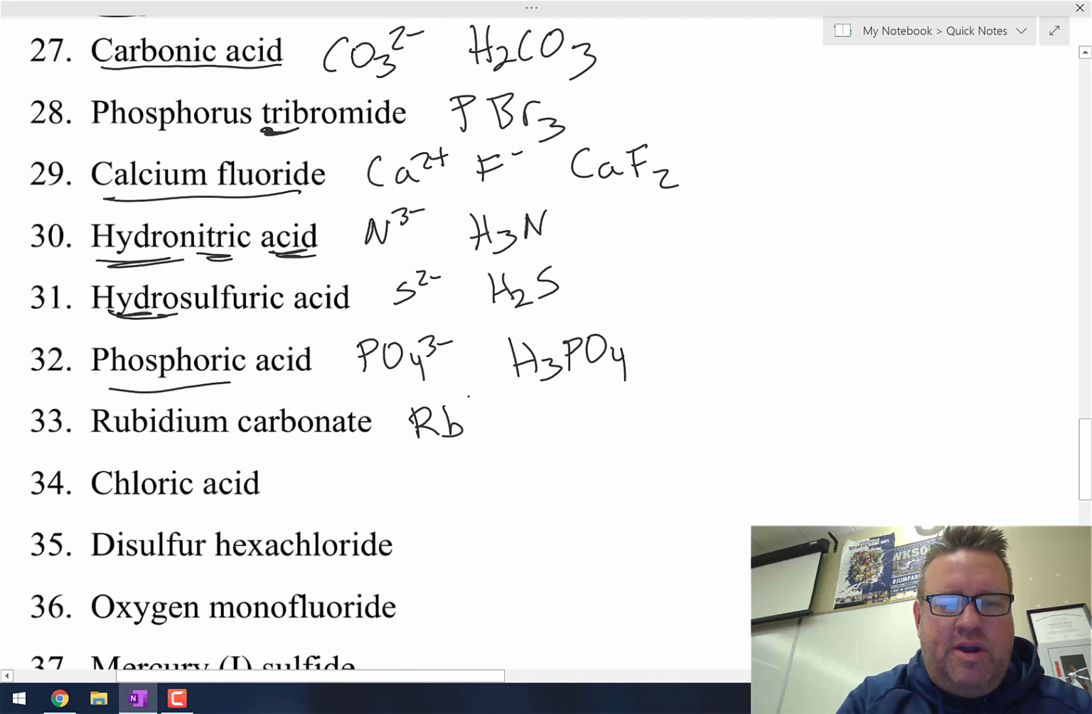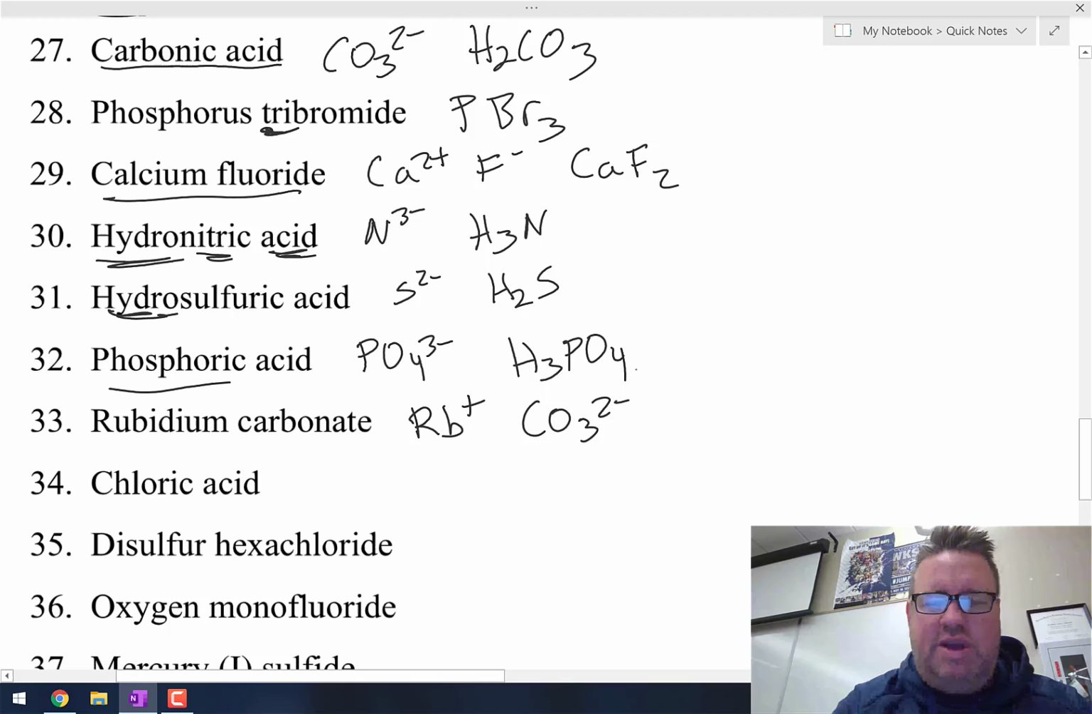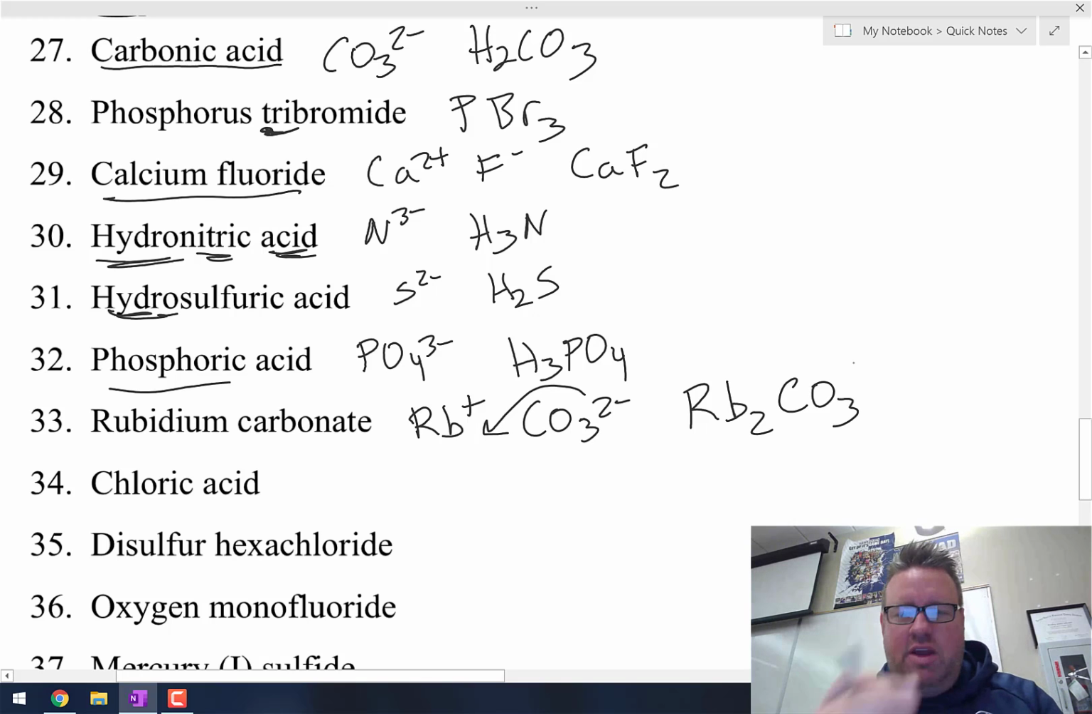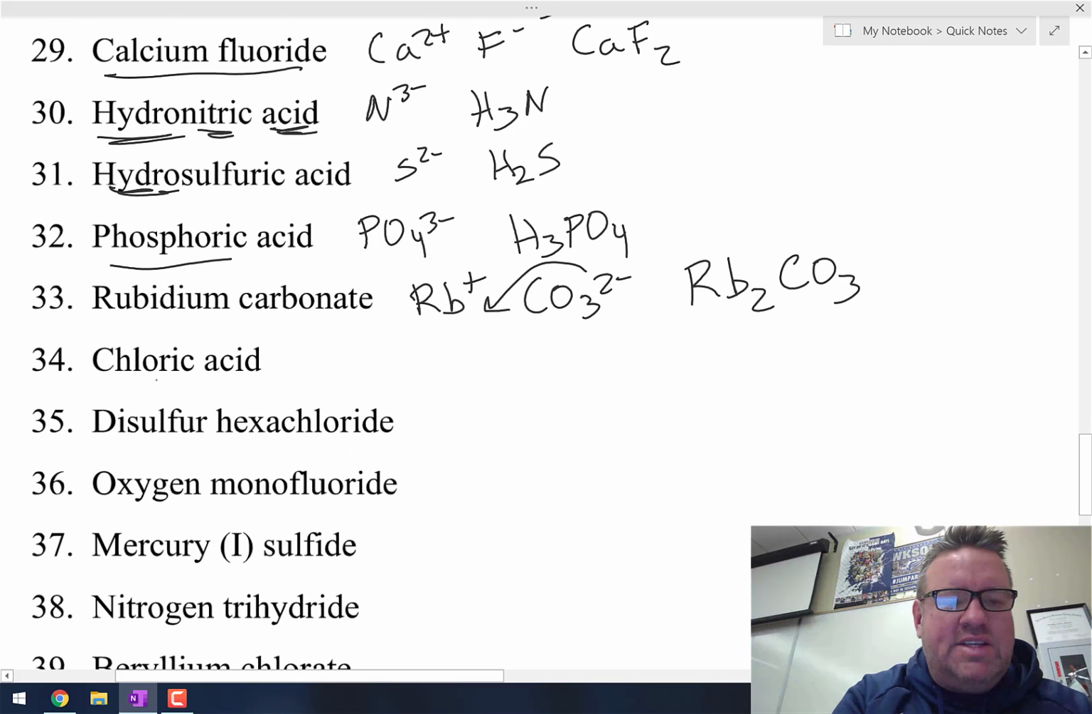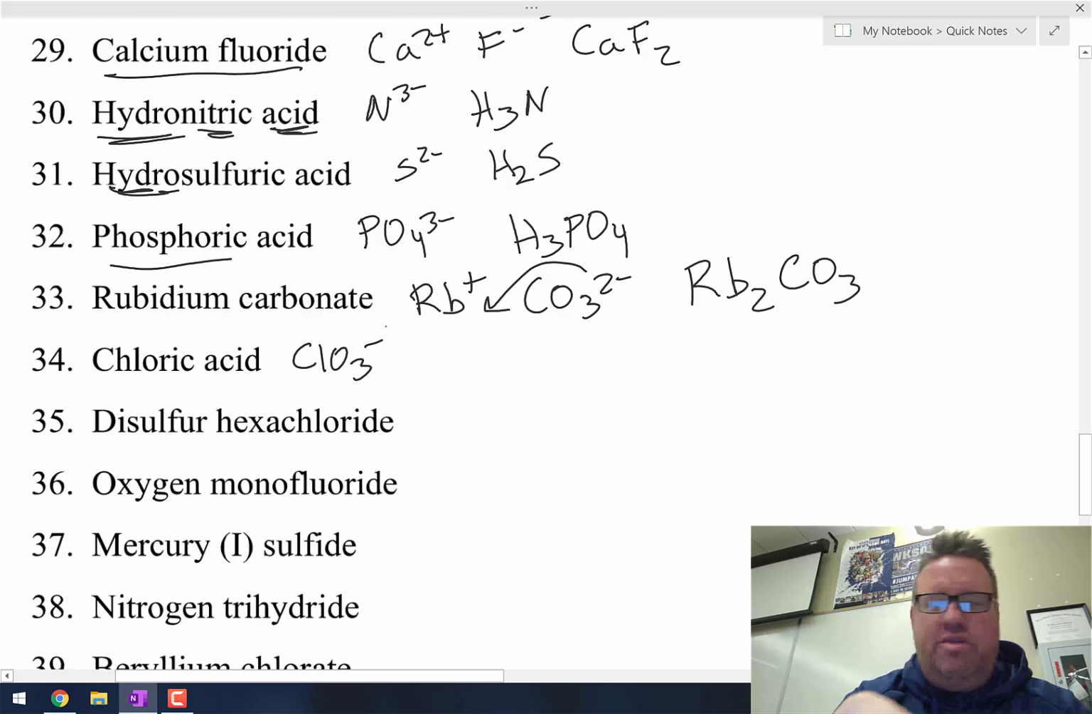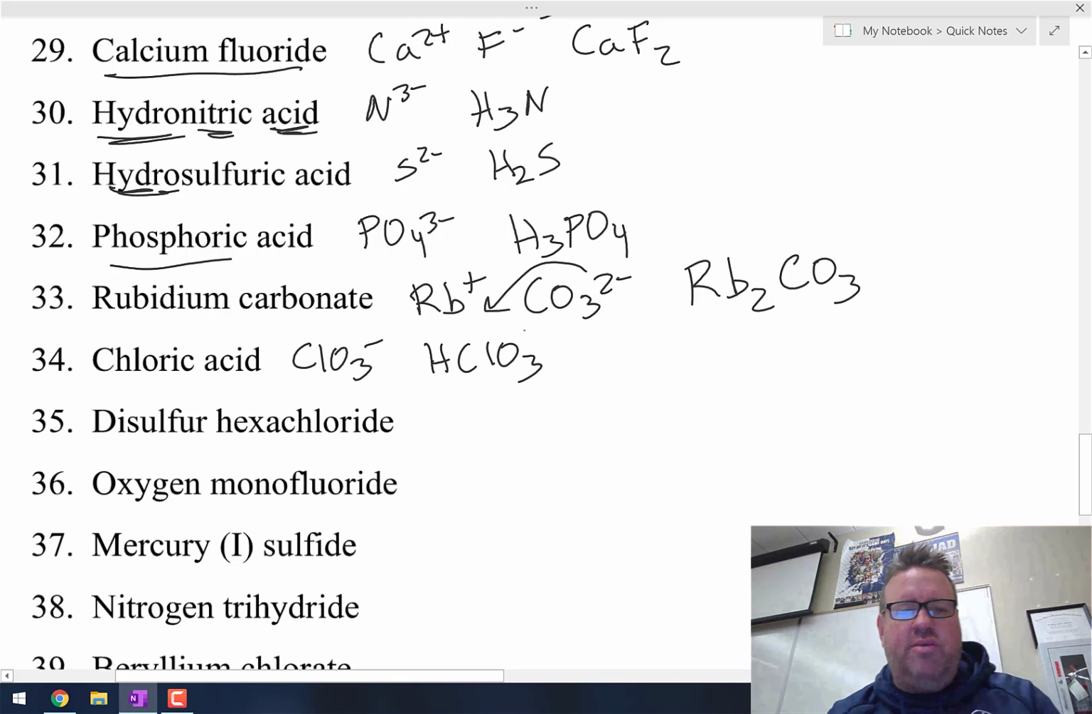Number 33, rubidium carbonate. Rubidium on the periodic table, it has a +1 charge. Carbonate is CO3 2-, so when we write that chemical formula, we're going to bring this 2 down here. So it's Rb2CO3. Okay, chloric acid. Chloric acid does not have a hydro in the front, so it has oxygen in it. So it comes from chlorate, and chlorate is ClO3-, so it's HClO3.